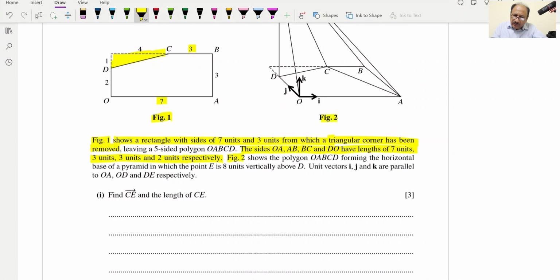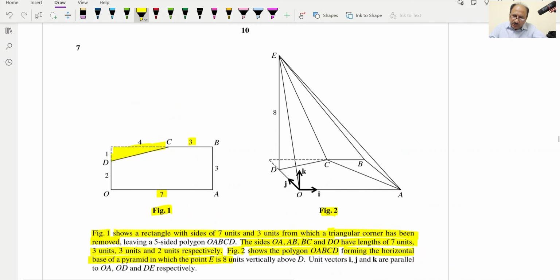Figure 2 shows the polygon OABCD forming the horizontal base of the pyramid, in which the point E is 8 units vertically above D. The unit vectors i, j, k are parallel to OA, OD, and DE respectively. They have shown these unit vectors.